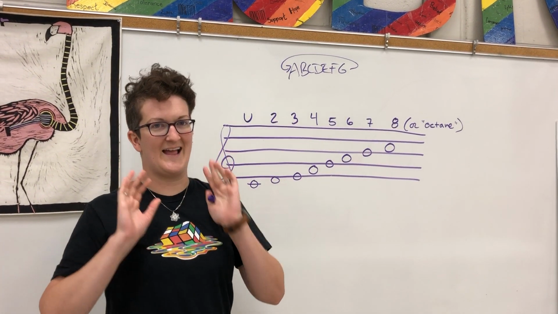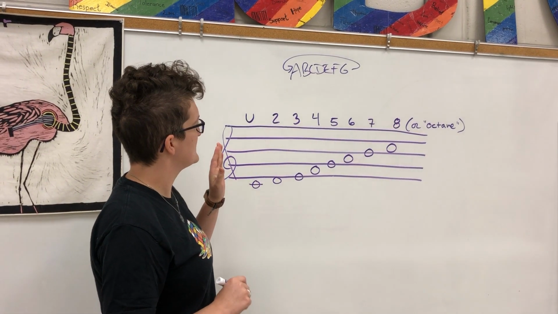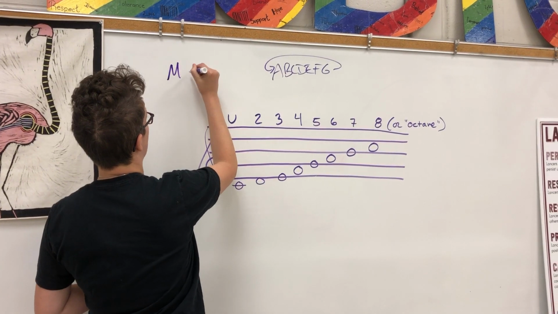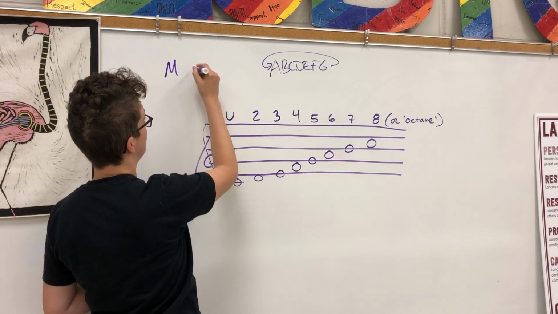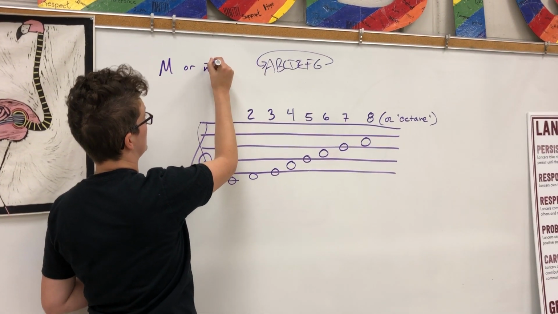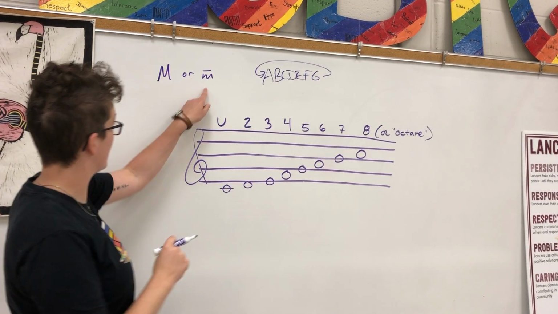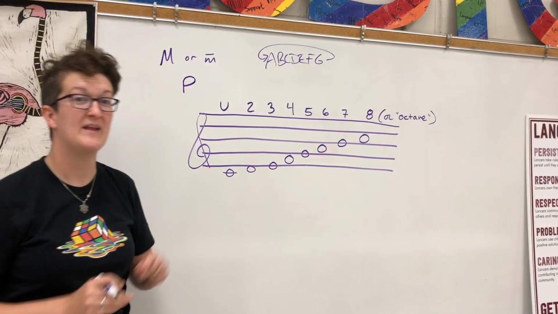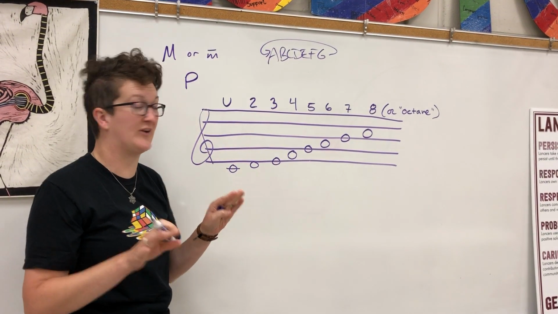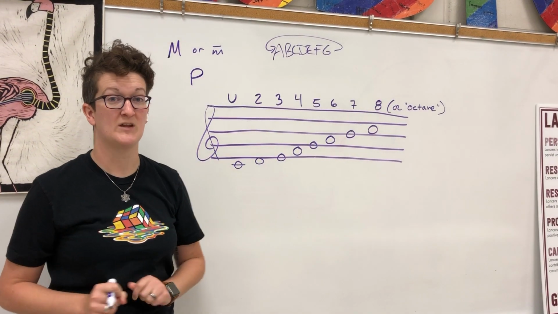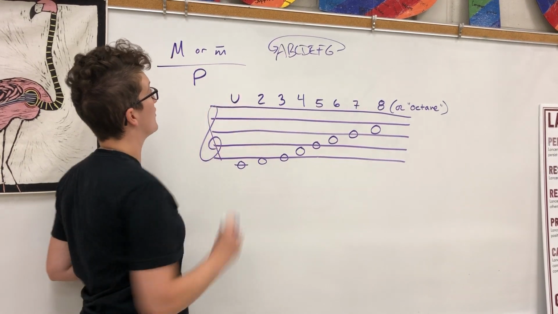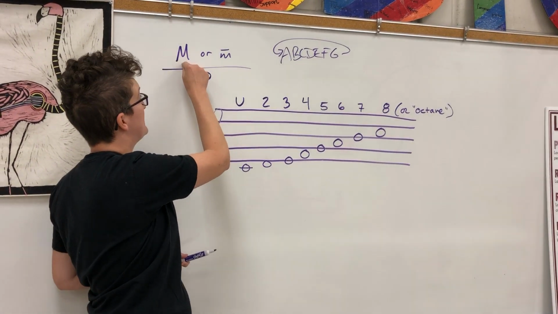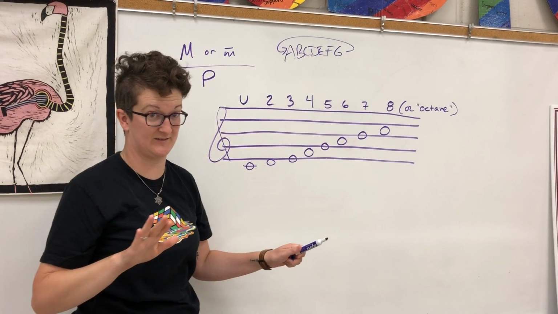Here's where it gets a little hairy. Some intervals can be major, which we use a capital M, or minor. I usually put a line over it so you know it's minor. Or you can have what's called a perfect interval. If it's perfect, it's already perfect. It cannot be major or minor. So it's going to be one or the other. If it's major, it could be minor. If it's minor, it could be major. A perfect is a perfect.